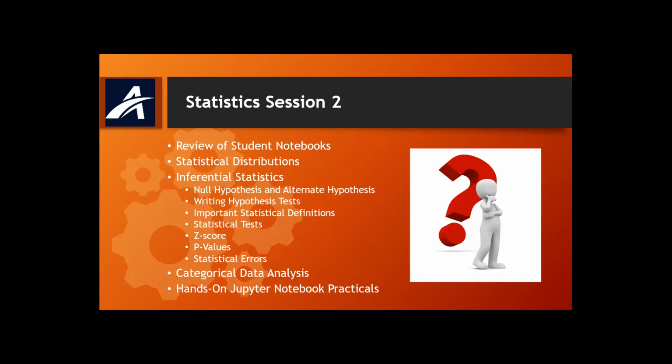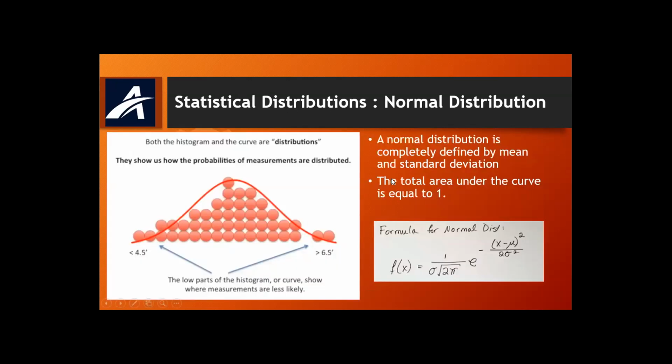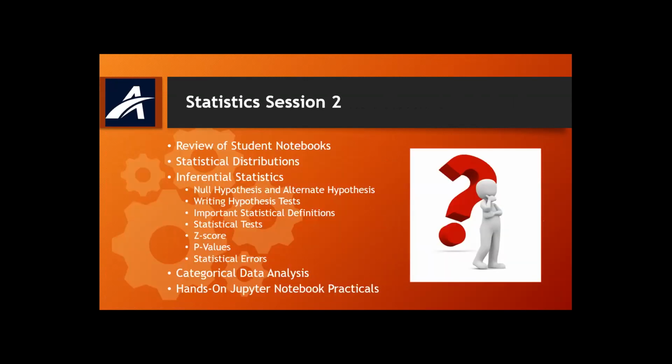Statistical tests, Z-score, p-values, statistical error, and then we'll also touch on categorical data analysis, and then we do Jupyter Notebook. All right, so I think we pause there. Some of these things we will cover next week on Saturday. I've mentioned them in this session, but we'll definitely cover them this coming Saturday.